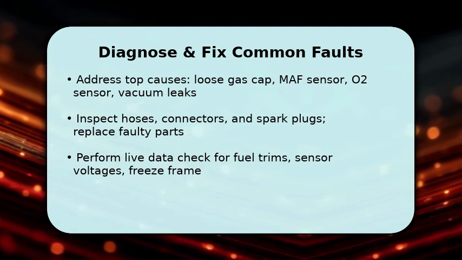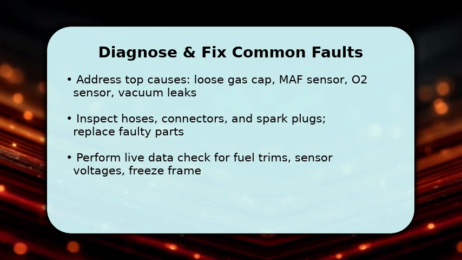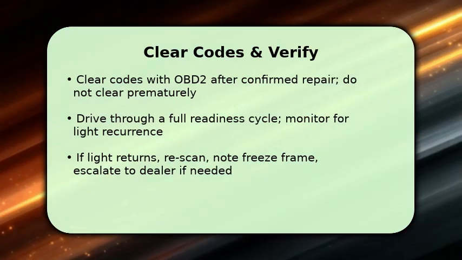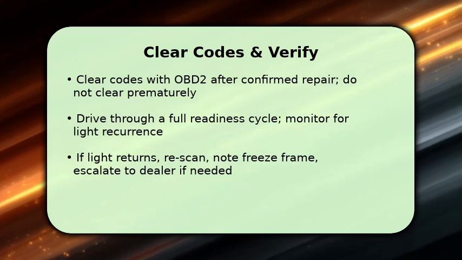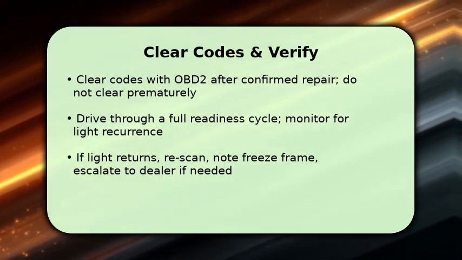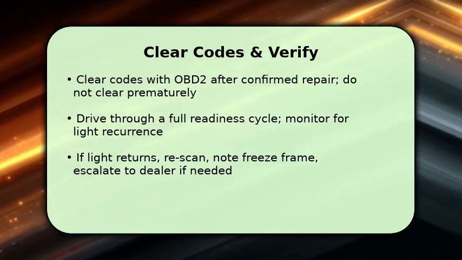Once you fix the root cause, run the car through a readiness cycle before clearing codes. You finish by clearing the codes with your OBD2 tool only after confirming the issue is repaired. This forces the car's modules to retest sensors. Then drive through a full readiness cycle, mix city and highway driving, so monitors can rerun.